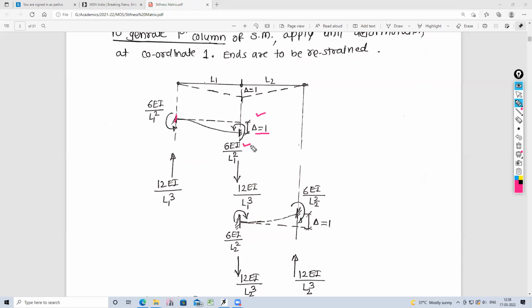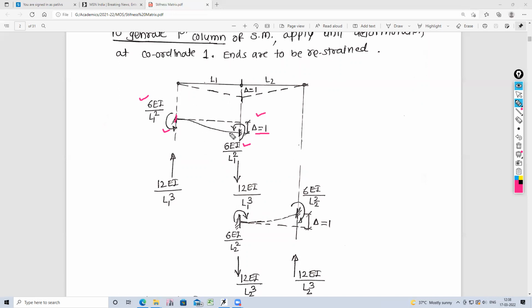So it will be equal to 6 EI delta divided by L1 square. This is a sinking moment. But the delta value is equal to 1. So how much moment will be there? It will be 6 EI upon L1 square. And the moment produced at the far end is in the same sense, that is anti-clockwise, here also anti-clockwise, and the magnitude is the same, 6 EI upon L1 square. So these are the sinking moments automatically developed at the ends.